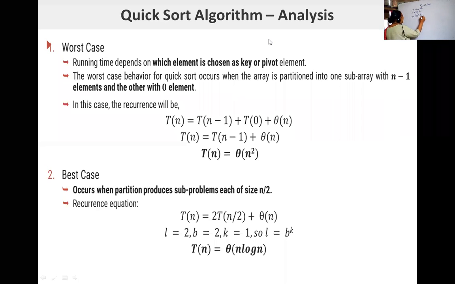Suppose the list is sorted. 1, 2, 3, 4, 5. When one element is sorted, it will give me one. How many elements are left? N minus 1. Two elements are sorted. How many are left? N minus 2.